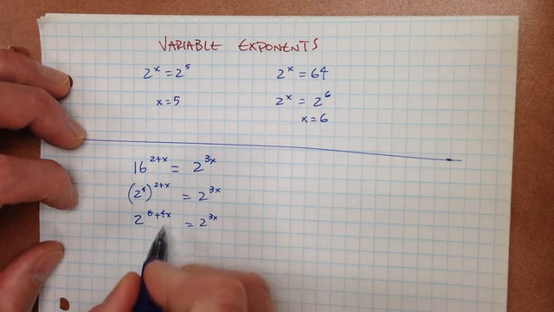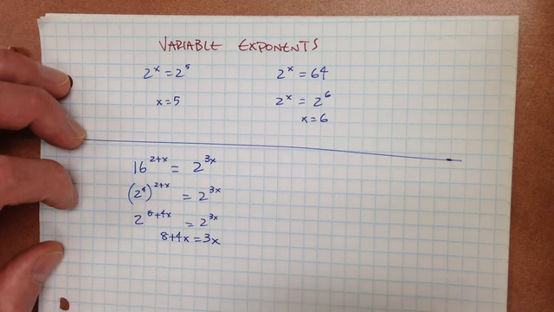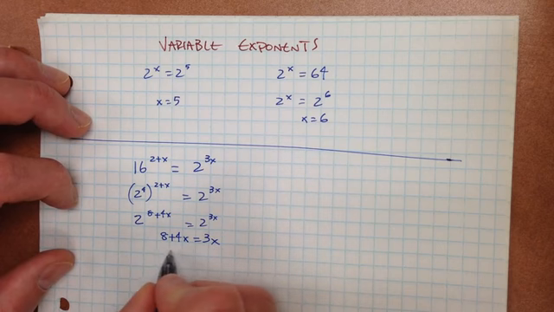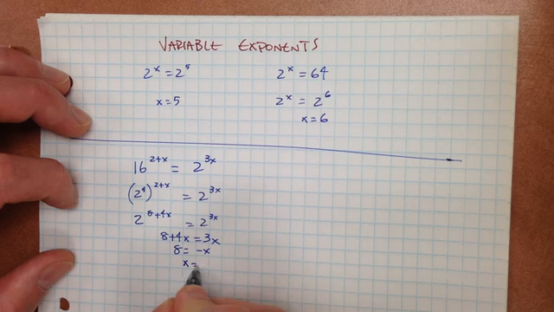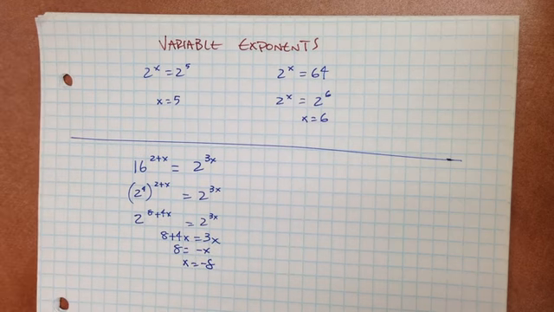Bases match. You can set those exponents equal. 8 plus 4x equals 3x. Now it's just a matter of solving for x. So subtract 4x. So 8 equals negative x. x equals negative 8.